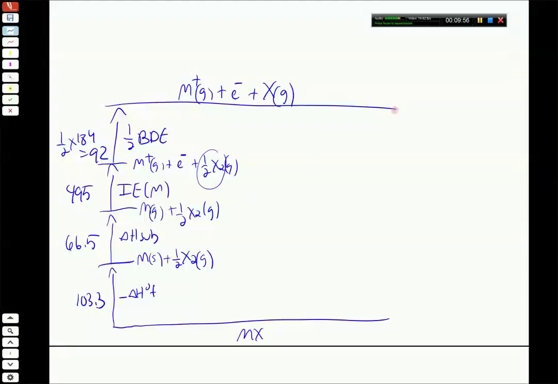And then coming back in the other direction, all the exothermic steps, we have an exothermic step which is the combination of X with the electron. So giving this electron to X to form X minus.